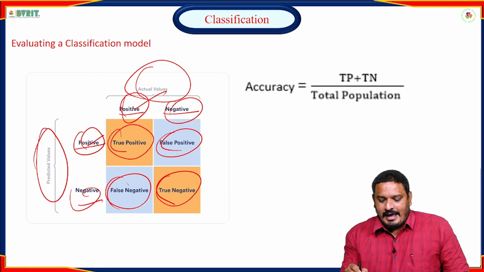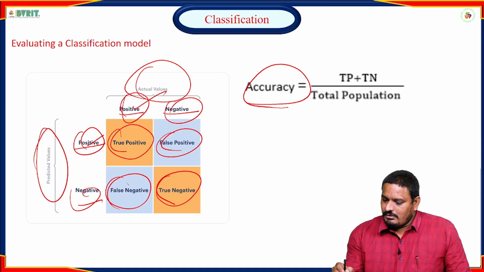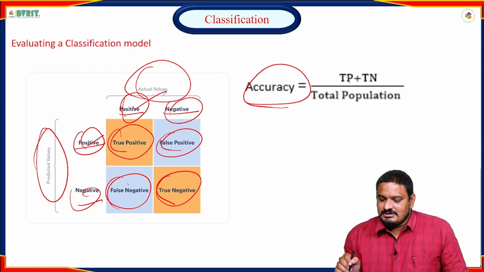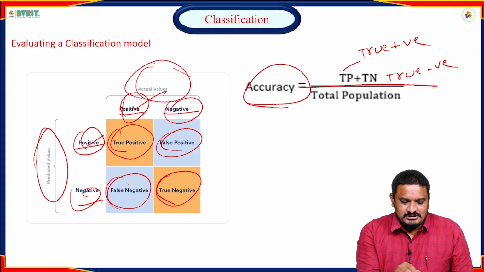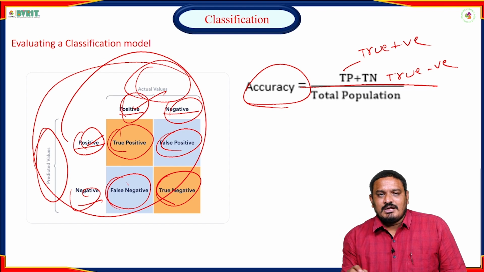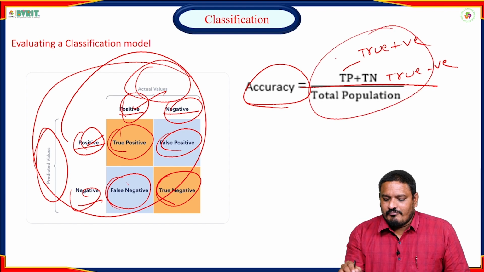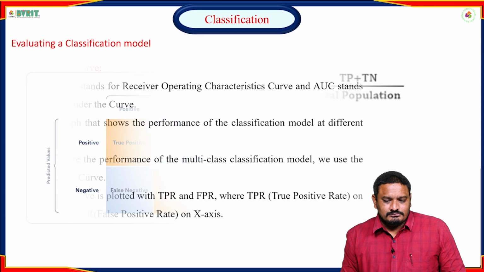How do we find the accuracy? The main important thing in a machine learning algorithm is to get the accuracy. We get the accuracy based on this formula only: true positive plus true negative divided by the total population. This is the entire total population. Based on this formula, we can find out the accuracy of a particular model.